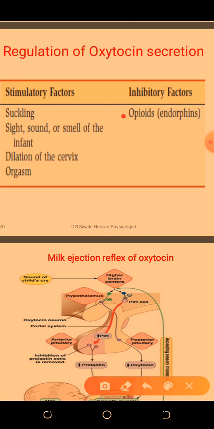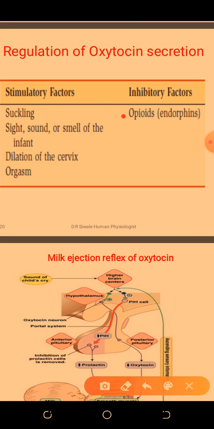So the endorphins will bind to certain receptors. We call them the mu receptors, and they will inhibit signals in the peripheral nervous system. In the peripheral nervous system they block substance P, and in the central nervous system they block GABA. So when these two substances, substance P and GABA, are blocked, there will be an increase in dopamine. We know that dopamine is just prolactin inhibitory hormone. So there will be no production of prolactin, and no production of oxytocin. So that's the mechanism by which the opioids inhibit oxytocin secretion.